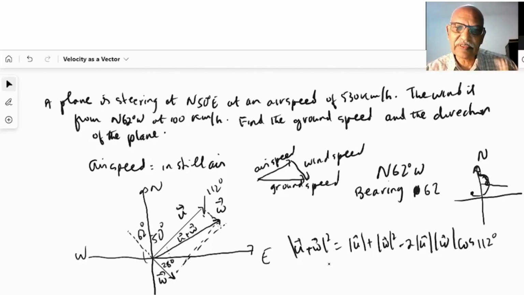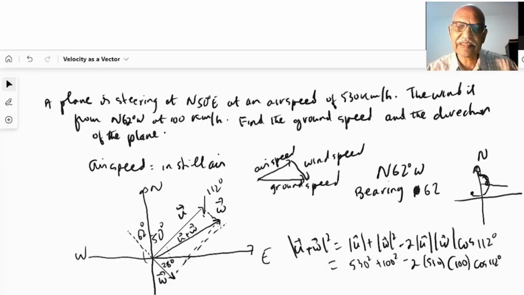So now we use U squared, which is 530 squared, plus 100 squared, minus 2 times 530 times 100 times cosine of 112 degrees. All this will be equal to 330,608. Therefore, U plus W, the magnitude, will be the square root of that. The square root of that will be approximately 575 kilometers per hour.